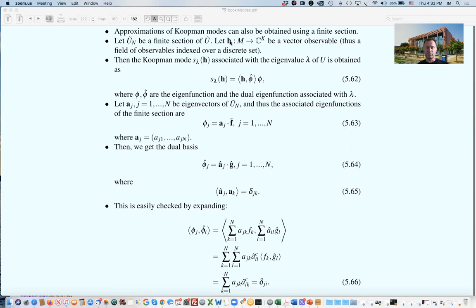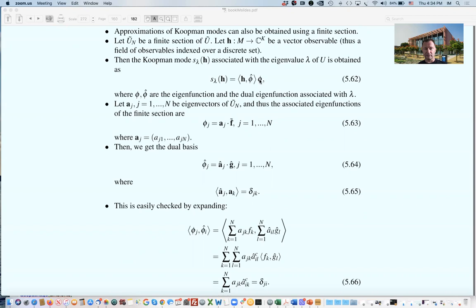And so the Koopman mode associated with the eigenvalue lambda of U is obtained by taking that vector H, inner producting with the dual of phi. For this, of course, we need the dual to exist. So all the eigenfunctions should form some kind of a basis. That's not always the case, but in this particular case, we can write the Koopman mode as described here. And so now I'm going to want to find this expression, because this would require getting the dual and the inner producting and so on. I do have the eigenfunction already as an approximation from previously, but I'd like to find it from the finite section in a more straightforward way.